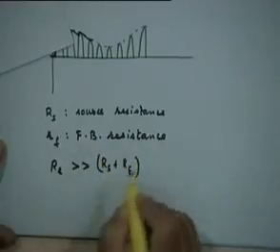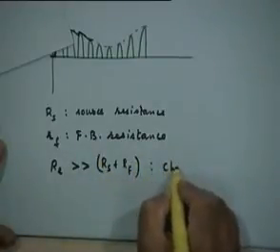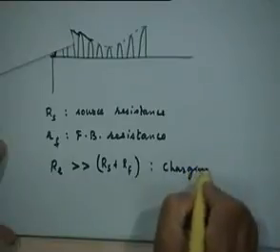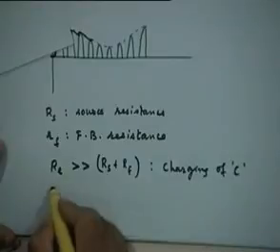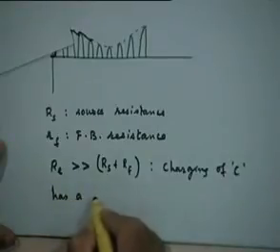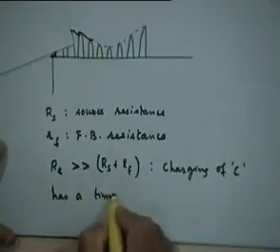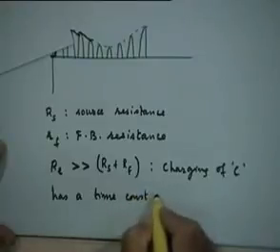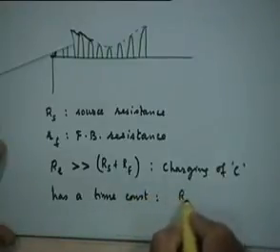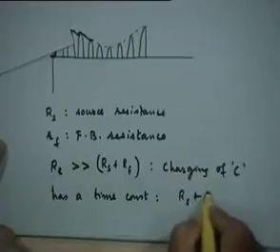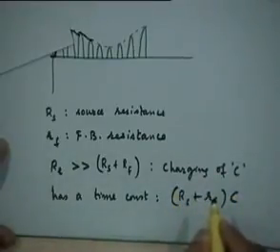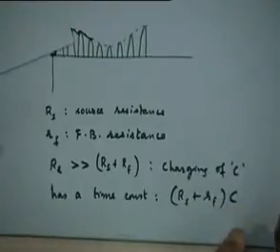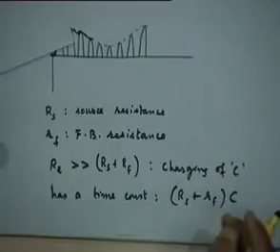right? The charging of C has a time constant. What is the time constant associated with it? It is given by R sub s plus R sub f times C. And what would you like this charging time constant to be? Large or small? Extremely small, right?